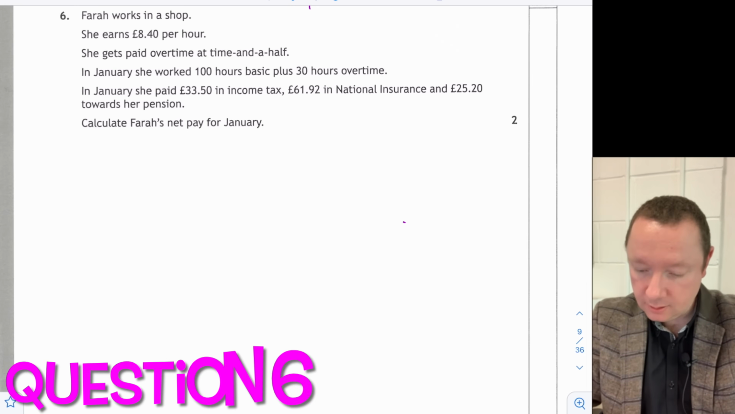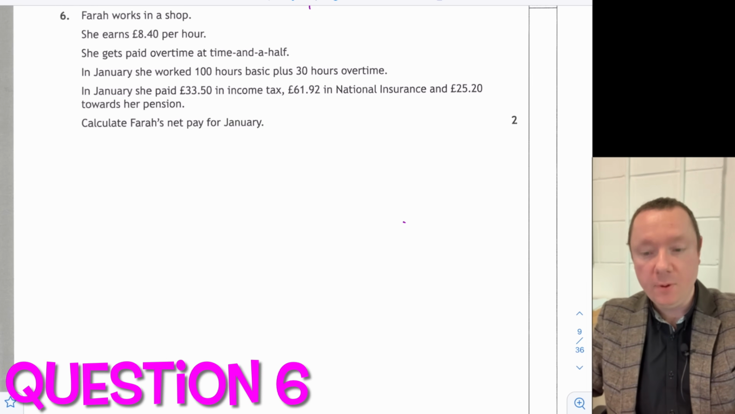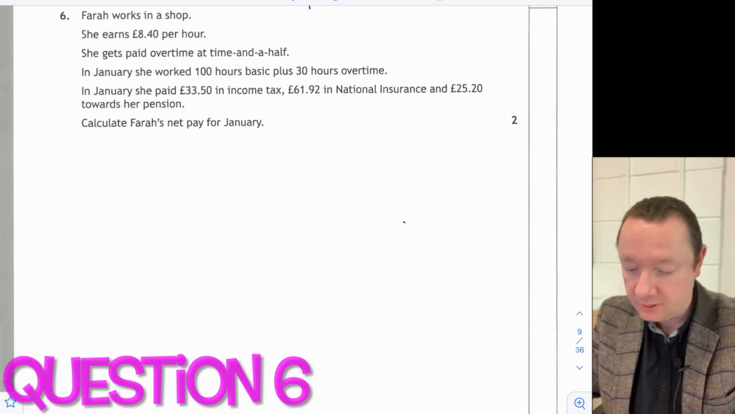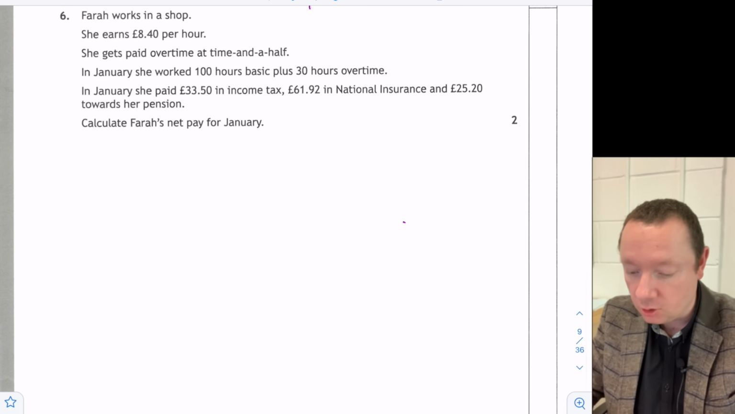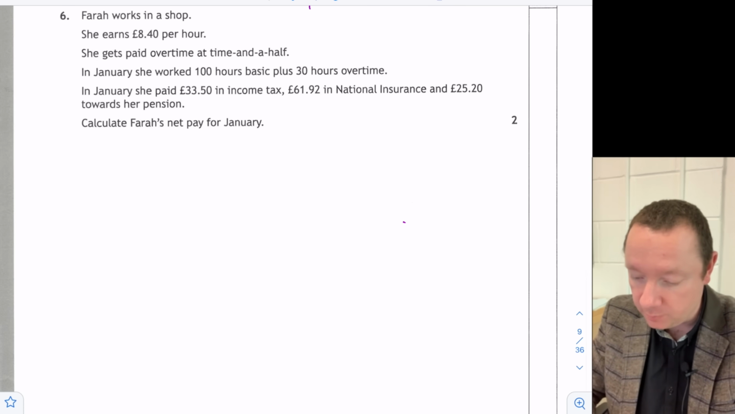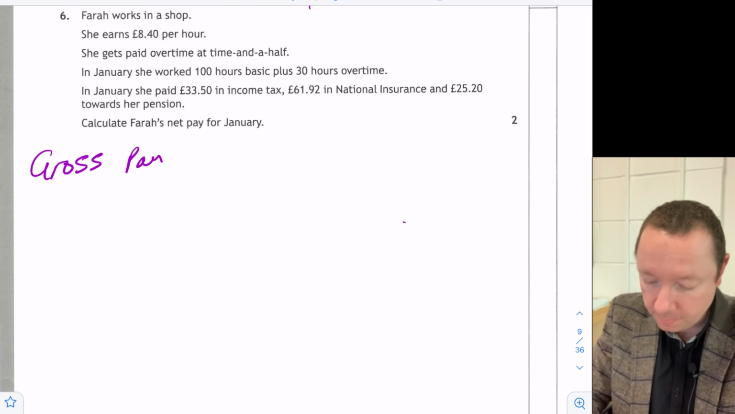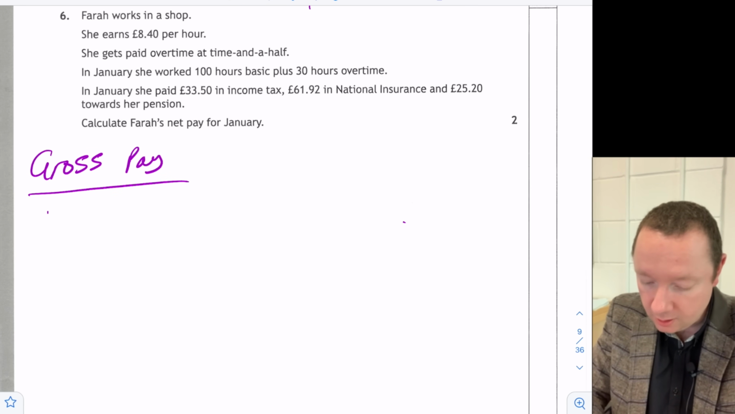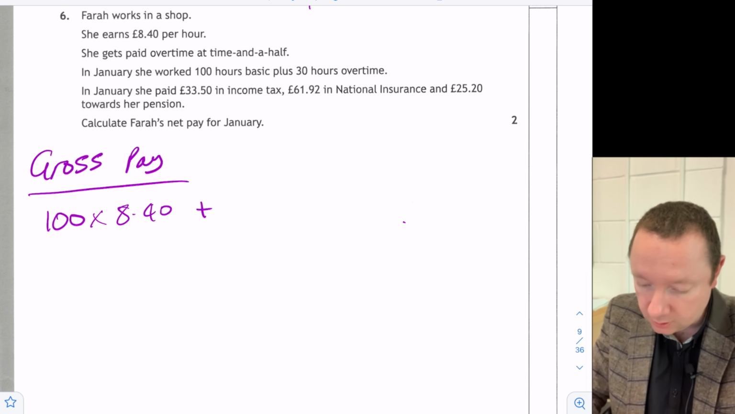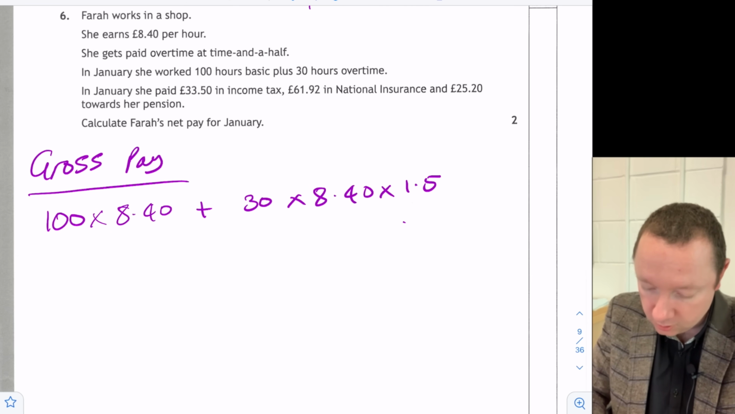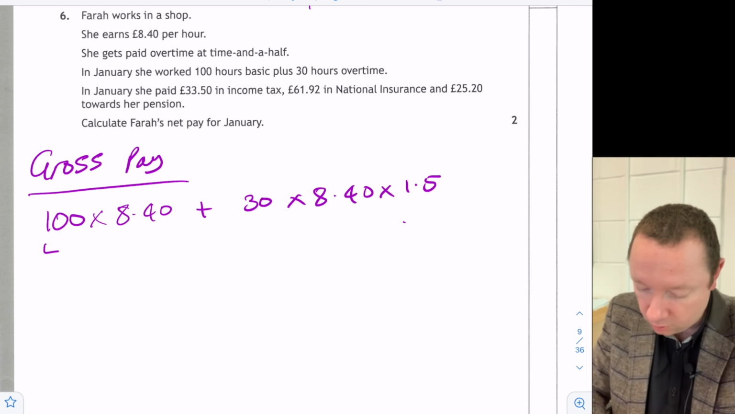Question 6. Farah works in a shop, she earns £8.40 an hour. She's paid overtime at time and a half, and she worked 100 hours plus 30 hours overtime. Then she paid these expenses. What's her net pay? So let's work out our gross pay. That's going to be 100 times £8.40 plus 30 times £8.40 times 1.5. So that's just 840 for this bit.